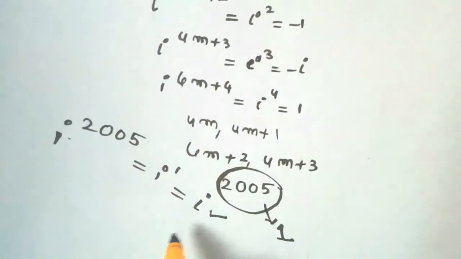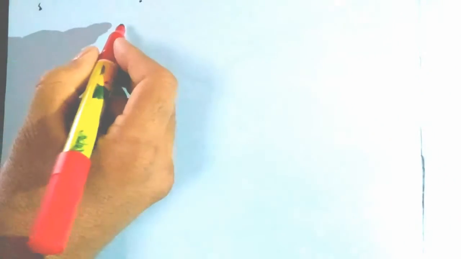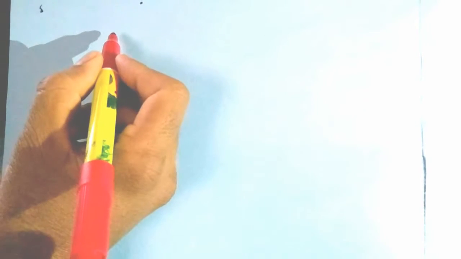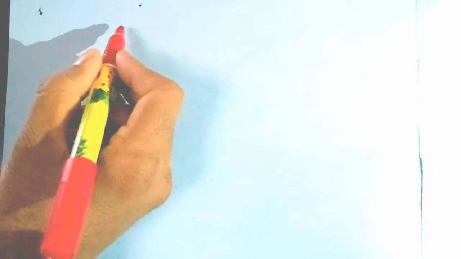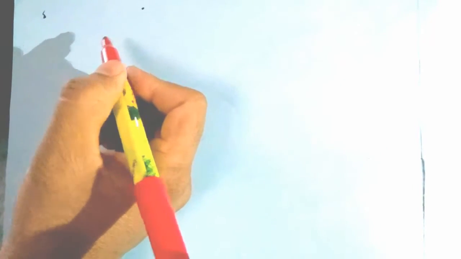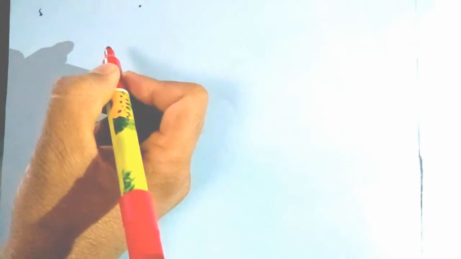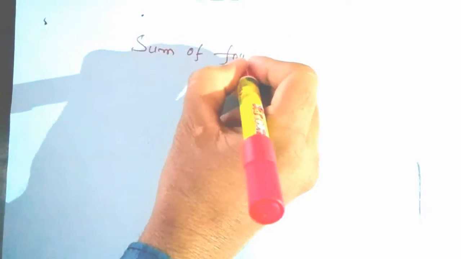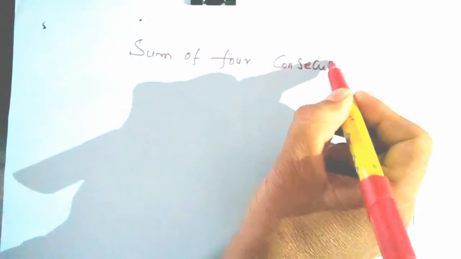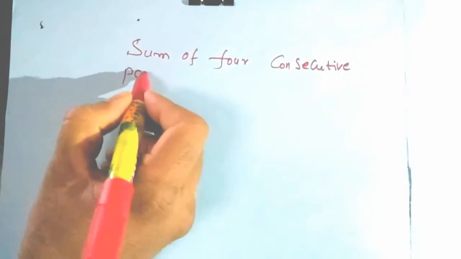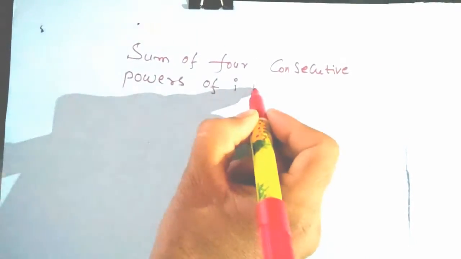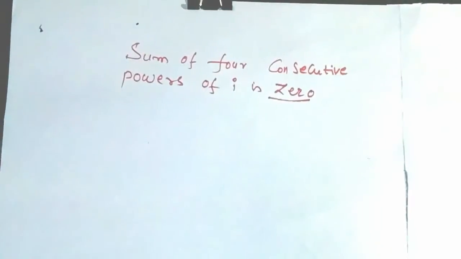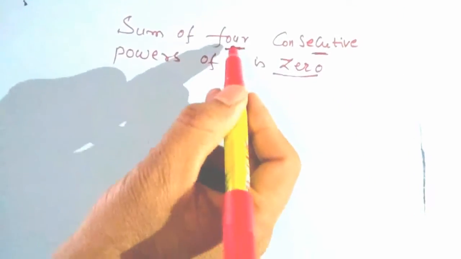Now here we discuss one more important property of i. Just now we discussed how to calculate the highest powers of i. One important property of the exponents of i is that the sum of 4 consecutive powers of i is always 0. Sum of 4 consecutive powers of i is always 0. The important thing is that they should be 4 and consecutive.